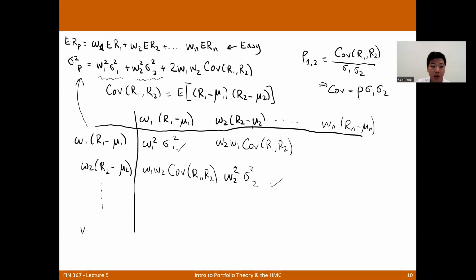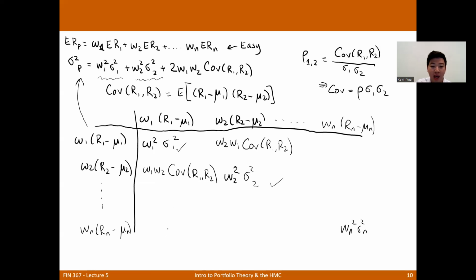We can also go to Wn times Rn minus mu n, where n is some arbitrary number of stocks in your portfolio. You can think of like 10, right? And that's going to lead to obviously the diagonal terms Wn squared, sigma squared n, but you're going to have a lot more cross product covariance terms, right? So if we have an n by n, number of stocks, how many covariance terms are there? Well, there's actually going to be n number of them, right?